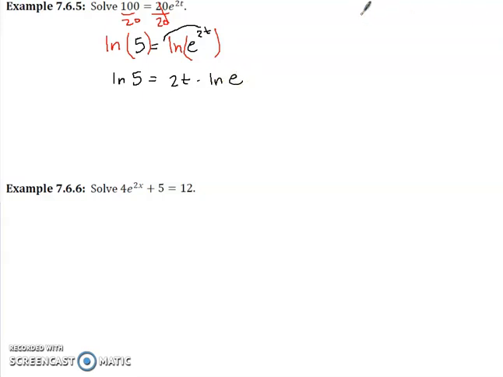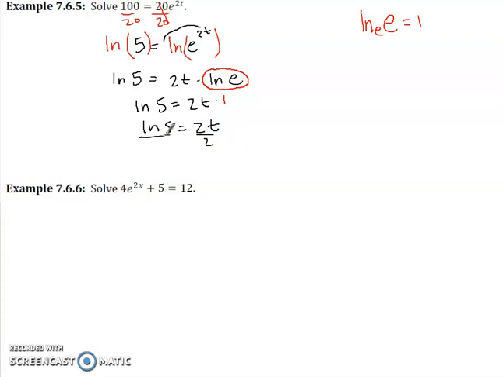Now as a side note, natural log has a base of e. So what we are saying when I have natural log base e of e is I want to know what power I put on e to get e. So really what we're saying is I have e, I want to raise it to some power to get e, which means that that exponent has to be a 1. So if I go ahead and back up here, log base e of e has to equal 1. So then this whole component here is just 1. So natural log of 5 equals 2t times 1, which is just 2t.